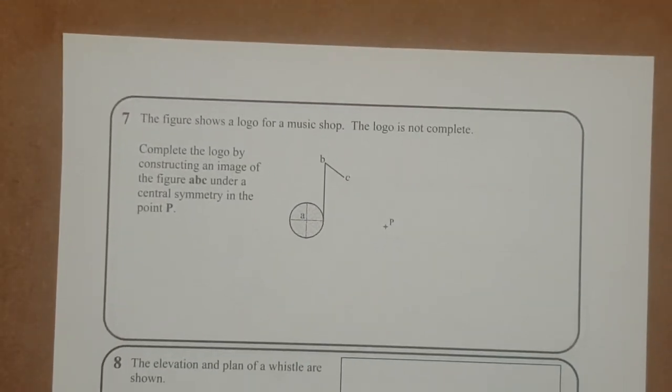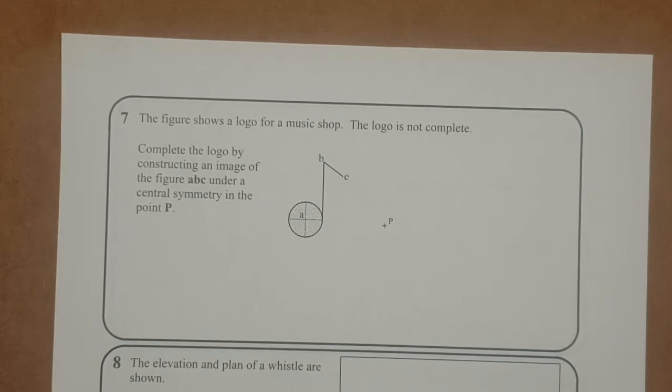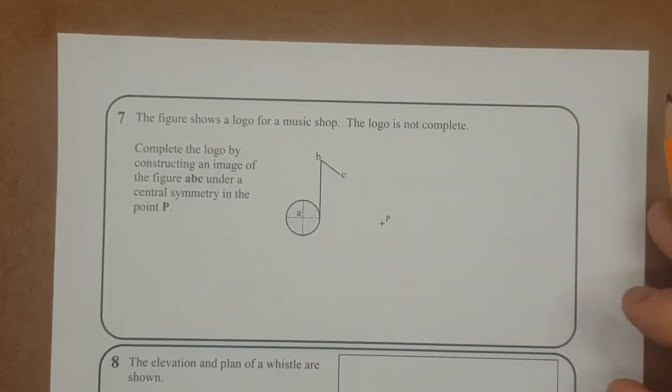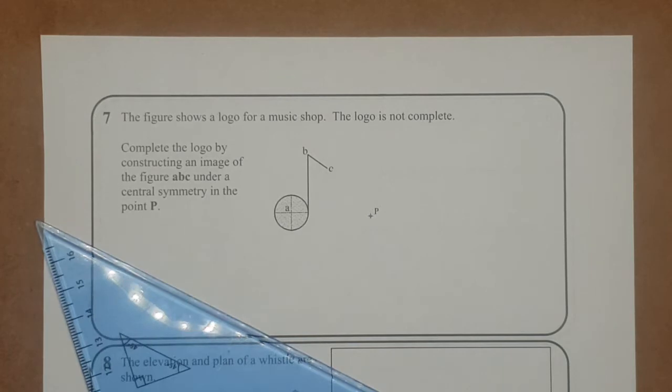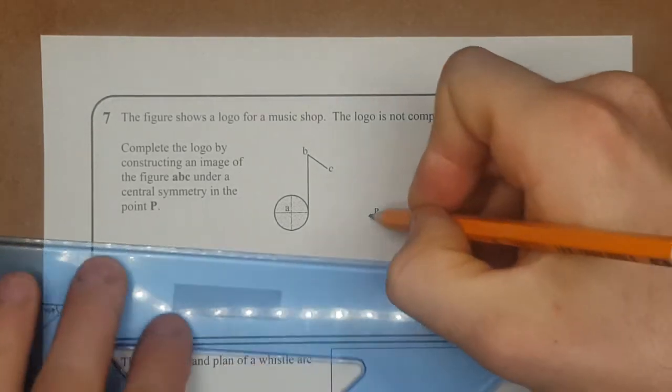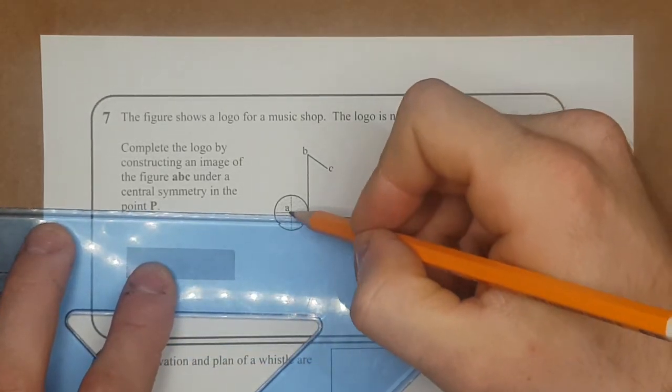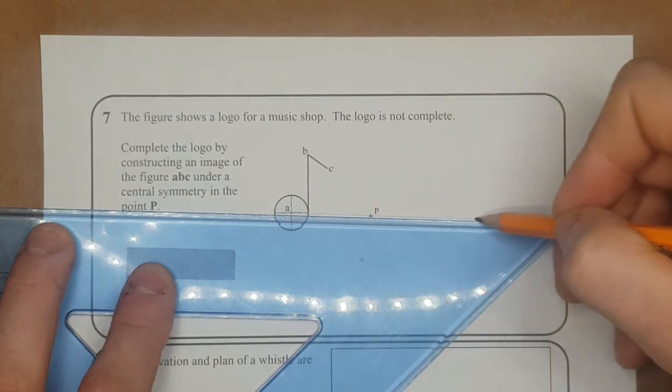Number 7 here. The figure shows a logo for a music shop. The logo is not complete. Complete the logo by constructing an image of the figure ABC, so that's this original music note, under central symmetry in the point P. So symmetry through a point means every part of the original image goes from its position through the point and out the other side.